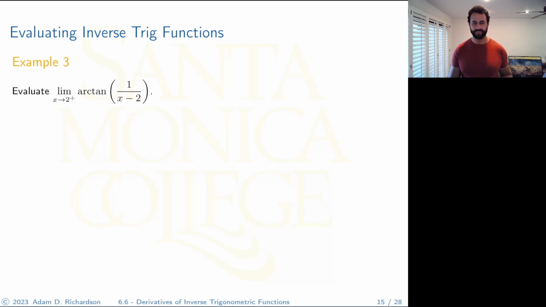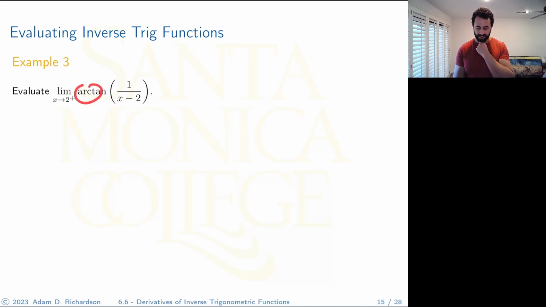Let's see. Well, one thing I know is that as x approaches 2 from the right, this value is going to get very, very large, right? So if x is getting really close to 2, then x minus 2 is getting really, really close to 0. So x minus 2 is getting very small. If the denominator here is getting very, very small, that means the whole fraction is getting very, very big. So this input, 1 over x minus 2, is becoming gigantic as x goes to 2.